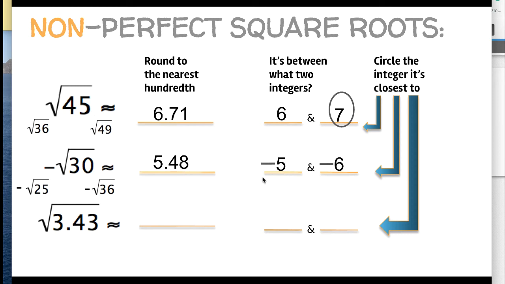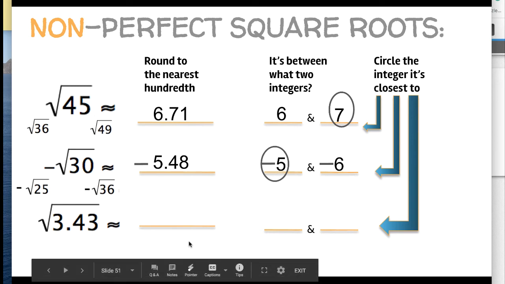Now, which integer, oops, it came in at the same time. Which integer, negative 5 or negative 6, is this closest to? You'd be rounding to the ones place now. It's going to be closest to negative 5. Let's go to the last one.